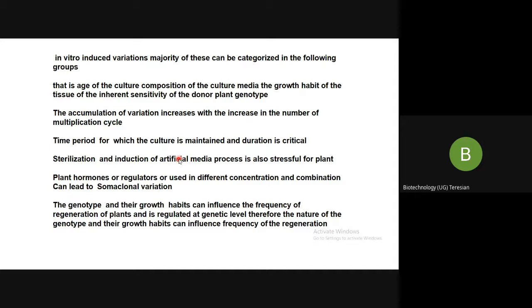Then second, we talked about the composition of the culture media. Now, during the regeneration process, whatever we spoke about, the shoot to root to whole plant formation from the explant, in inoculation or incubation on the culture media to regenerate the plantlets, at every stage of tissue culture, different plant hormones are used. These may be used in different combinations or in different concentrations.